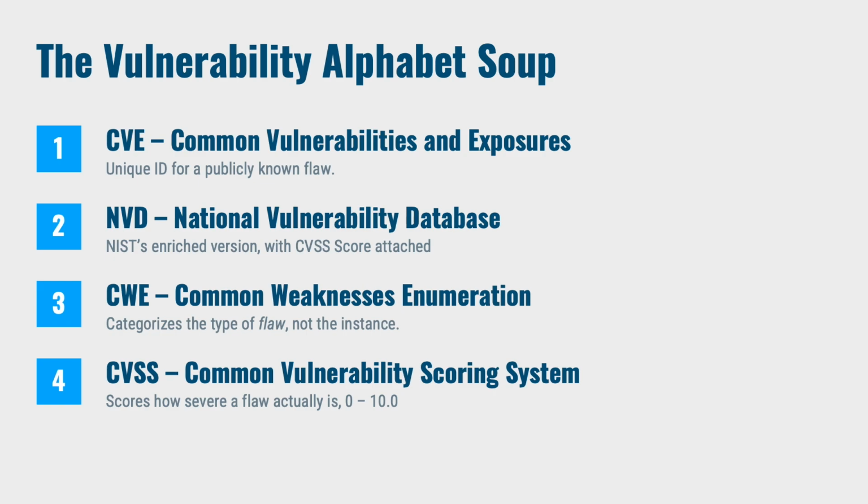CWE is different. It doesn't catalog individual bugs, it catalogs categories of weaknesses. CWE-79 is cross-site scripting. CWE-89 is SQL injection. If you keep finding CWE-79 across your web apps, the fix isn't another patch, it's better input validation across the board. And CVSS is the piece that tells you how bad any given CVE actually is. It deserves its own breakdown, so let's get into it.